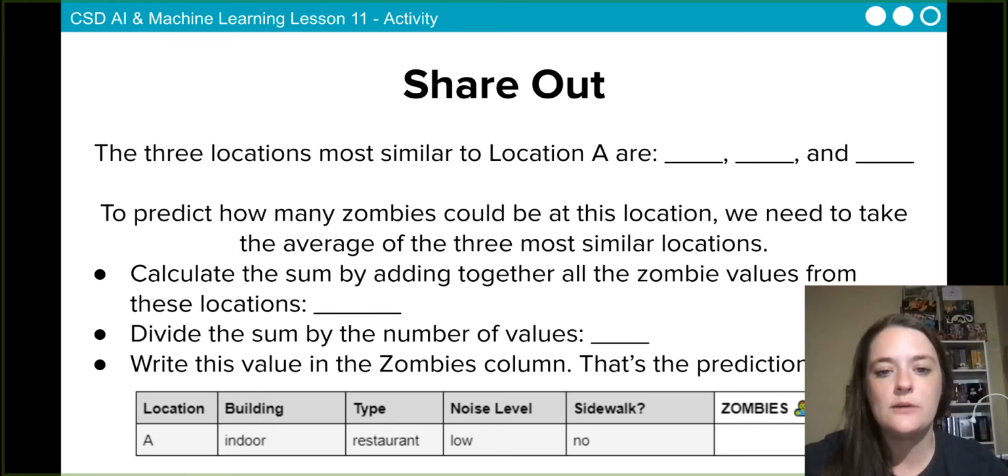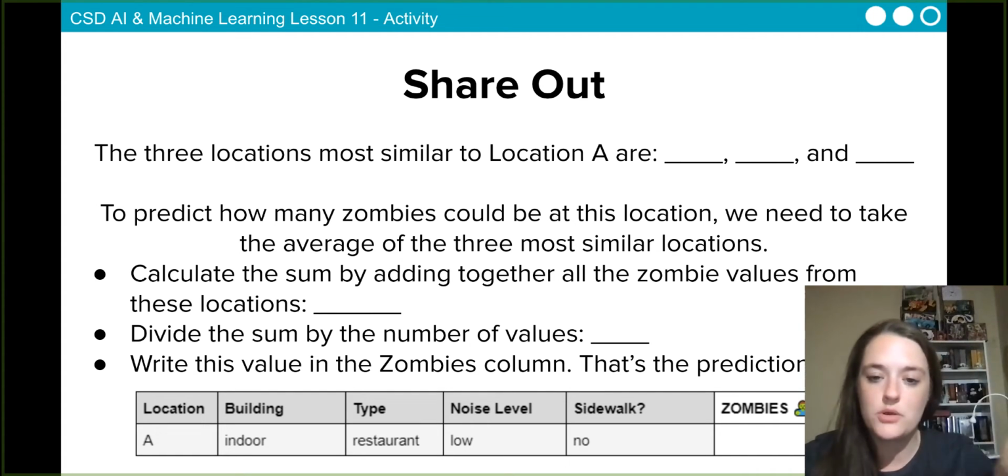To predict how many zombies could be at this location, we need to take the average of the 3 most similar locations. So, what is an average? It's where you add all the numbers up, and then divide by however many numbers there were to begin with. So calculate the sum by adding together all the zombie values from these locations. Divide the sum by the number of values.